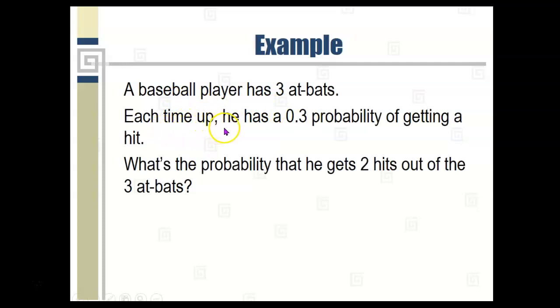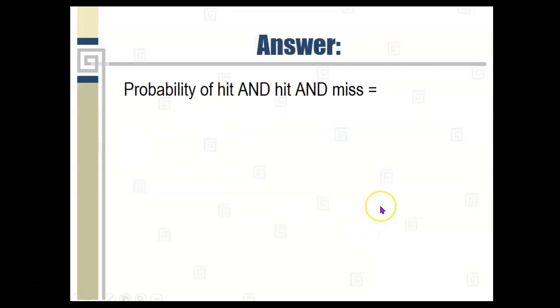Now suppose each time he comes up, he has a 0.3 probability of getting a hit. I might want to know, well, what's the probability that the number of hits he gets turns out to be 2? Remember, I said it could be 0, could be 1, could be 2, could be 3. If it could be 2, what's the probability of that?